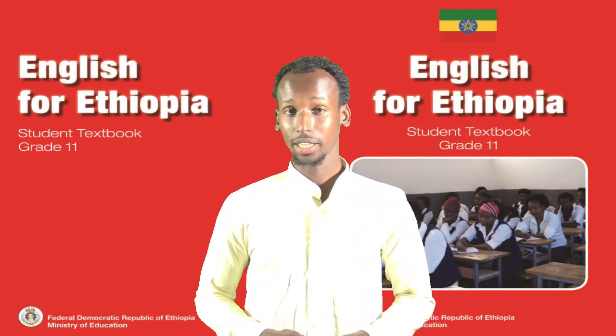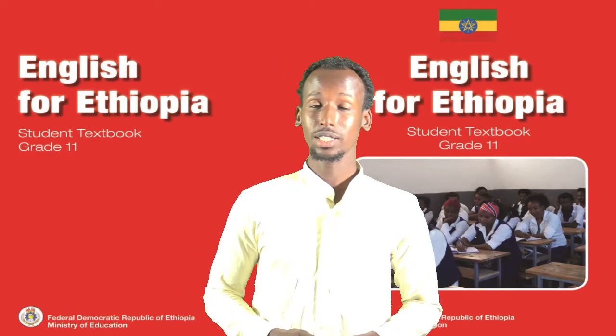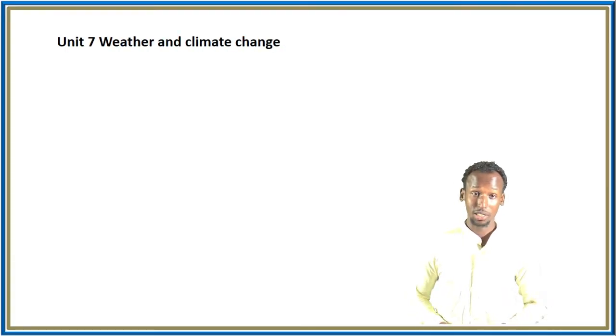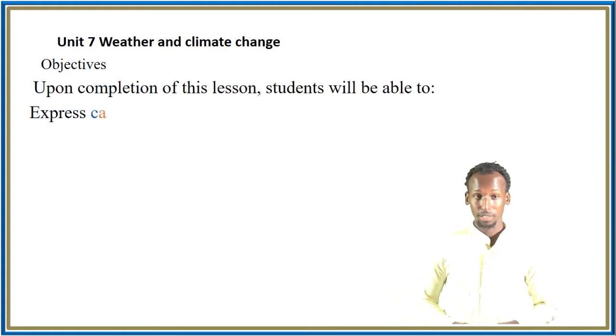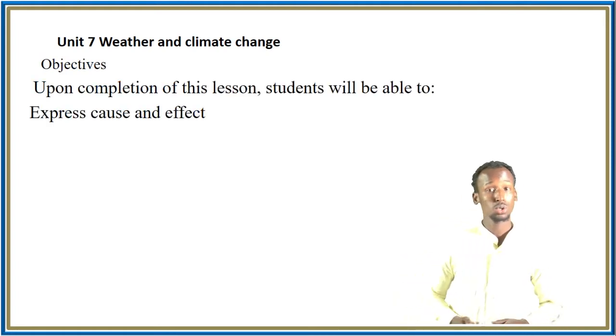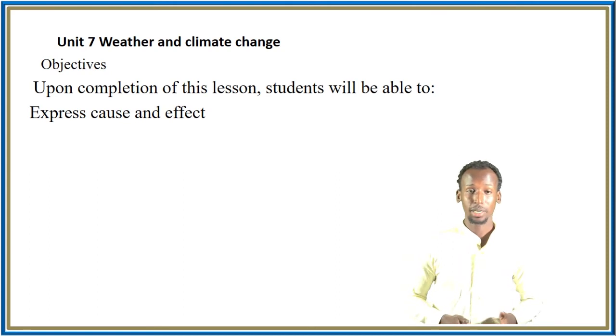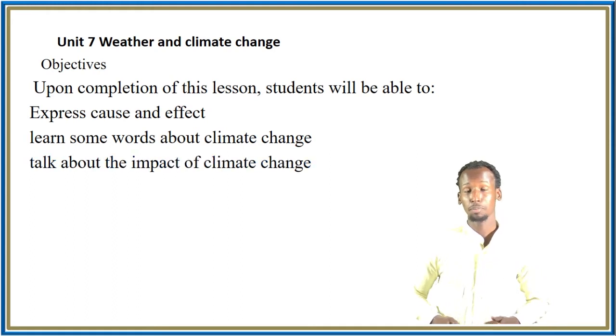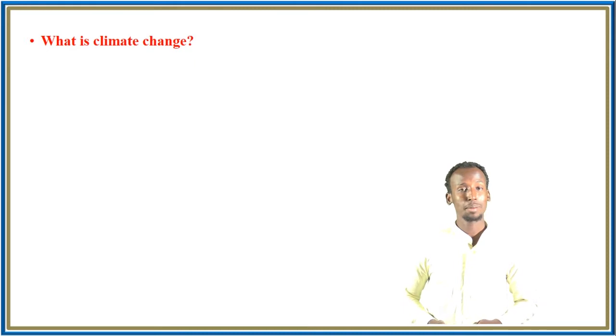This is grade 11 English lesson, unit 7. Unit 7 is about weather and climate change. Objectives. Upon completion of this lesson, students will be able to express cause and effect, learn some words about climate change, and talk about the impact of climate change. So what's climate change?